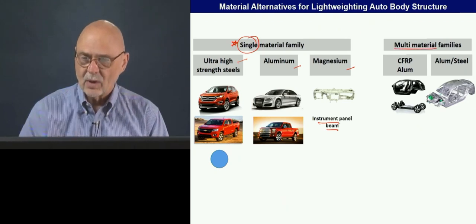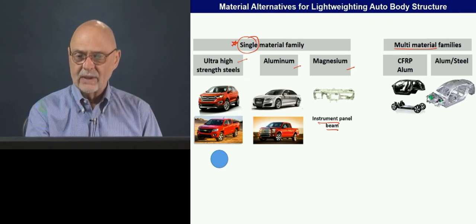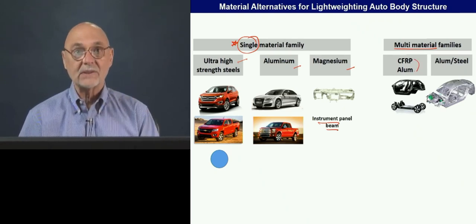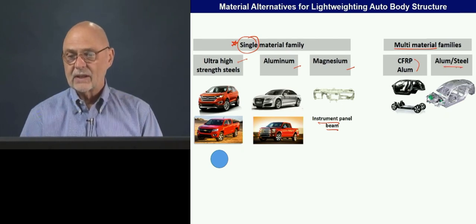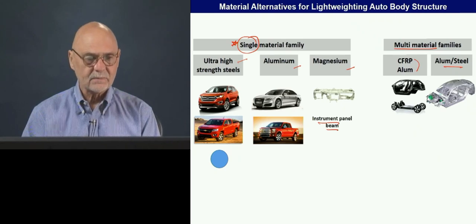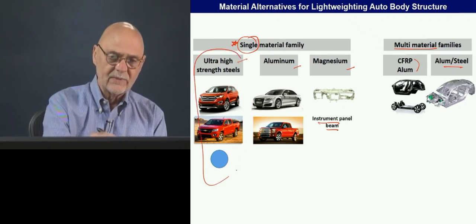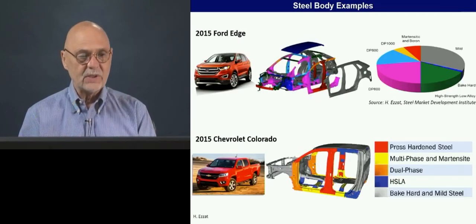We also have multi-material families. We'll look at just a couple of examples there. One is carbon fiber reinforced plastic and aluminum multi-material, and then another is aluminum and steel, all mixed up into the same structure. So first we'll look in this area of ultra high strength steel grades. A couple of examples here.